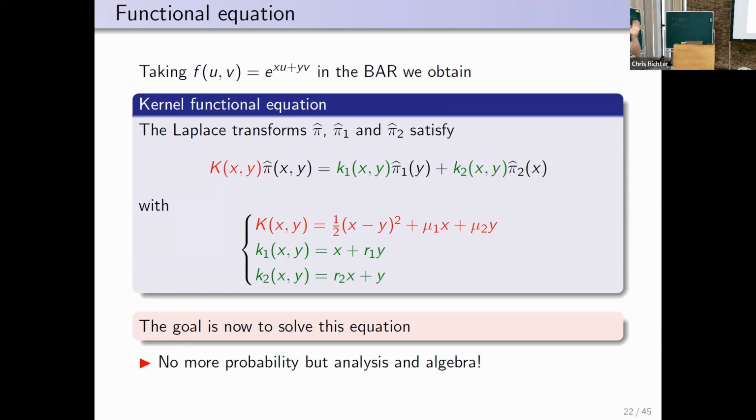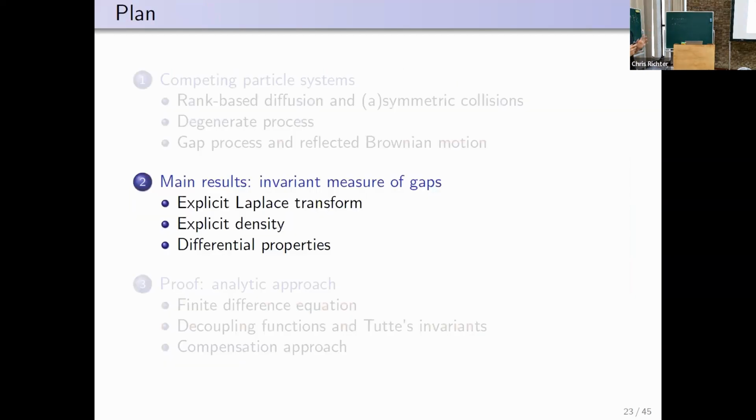And in fact, I have done all the probability here. Now we are going to do some analysis and algebra, but in some sense, the probability is almost finished. Okay. So I finished my first part, and now I'm going to present the main results before explaining how to find them, if there is no question.